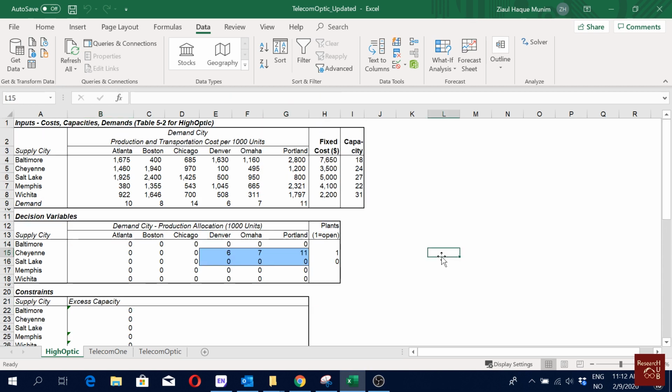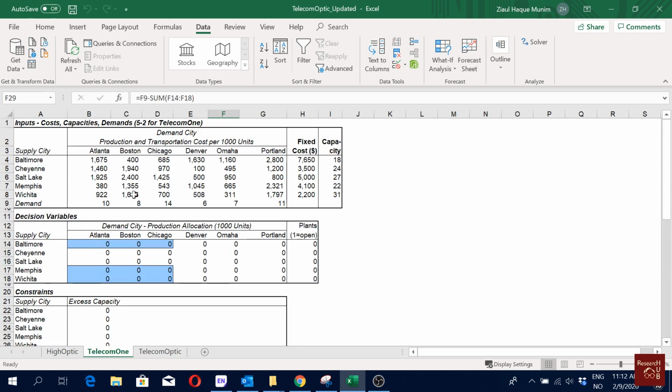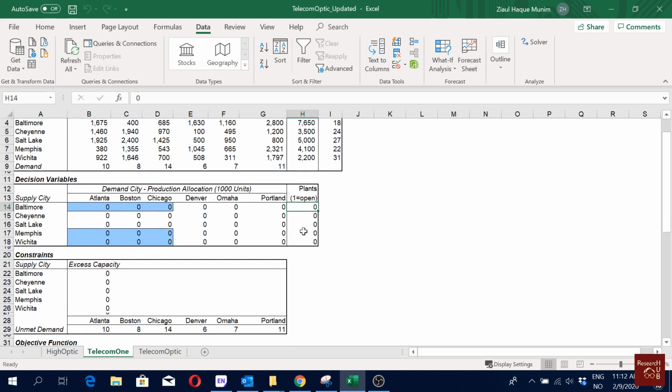Okay. So now let's move to the next case, the Telecom one, which has exactly the same formulation, but in this case, they have only these three: Baltimore, Memphis, and Wichita. They have only these three supply locations, and they have these three demand locations. So we'll actually hover around this highlighted part only. All the equations are exactly the same as the previous case, as you can see.